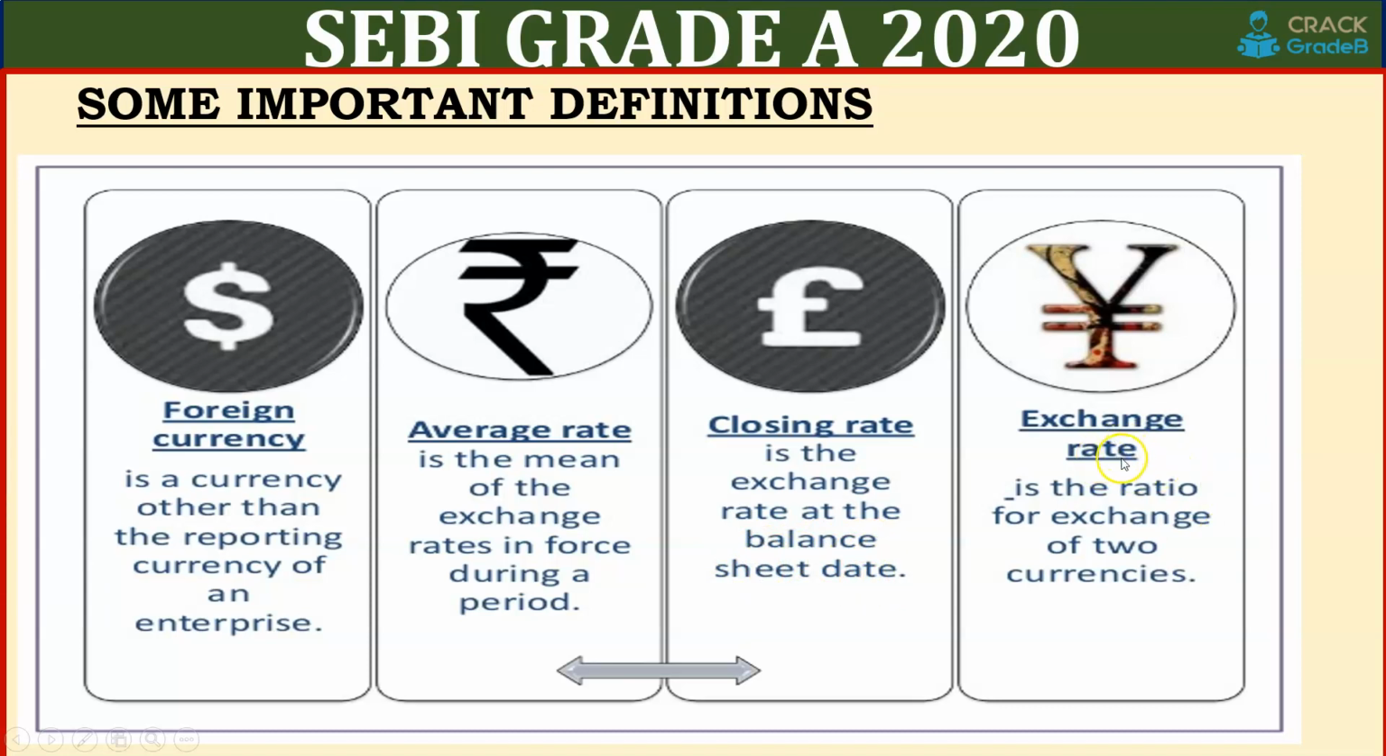Next, we have exchange rate, which is the ratio for exchange of two currencies. So we usually denote $1 will be equal to 70 rupees. This exchange ratio of the two currencies is known as the exchange rate.